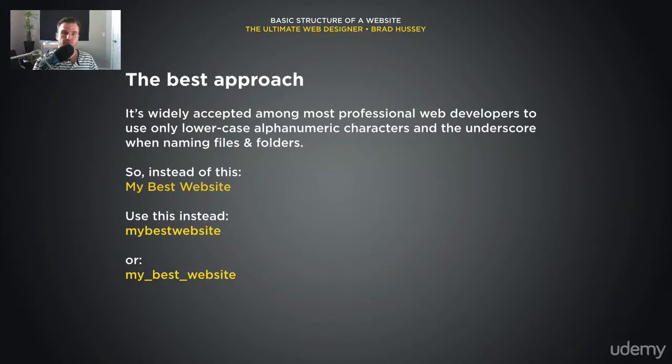The best approach, widely accepted among most professional web developers, is to only use lowercase alphanumeric characters and the underscore when naming files and folders. So instead of this, "My Best Website" with a capital in front of each first letter and spaces, like normal English, you want to use something like this instead: mybestwebsite, all lowercase, no spaces, or my_best_website, no capitals and underscores in replacement of the spaces.